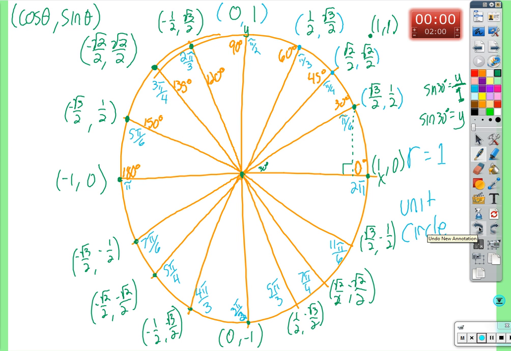Cosine of theta is x and sine of theta is y. I stated earlier I said that the x is the cosine, the y is the sine. So square root of 3 over 2 is the cosine of that. Thank you.